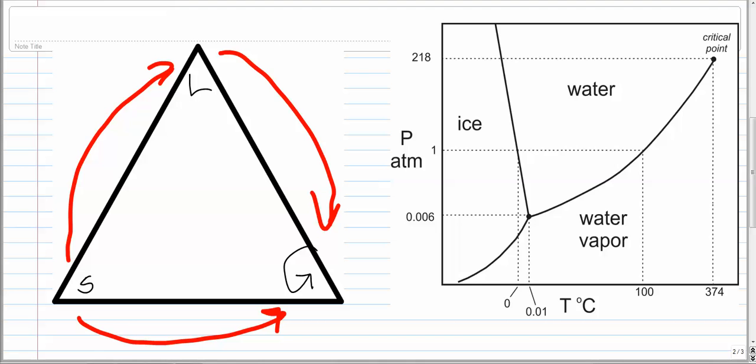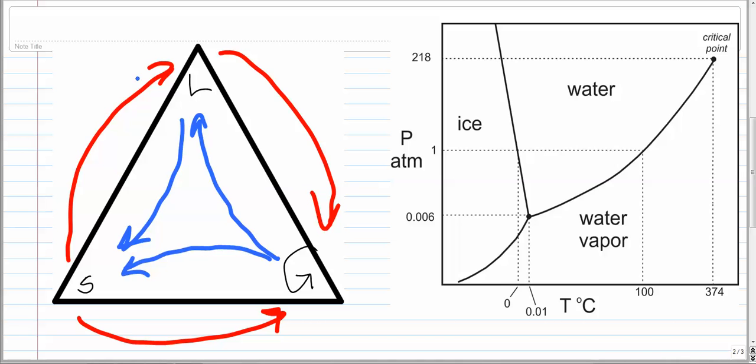Likewise, instead of adding energy, you can remove energy. So if we start with gas and you remove energy, you can get a liquid or a solid. And if you take a liquid and remove energy, you can get a solid. So all of these blue arrows are removing or releasing energy, and all of these red arrows are adding energy. Okay? Now, we did have a bunch of words for these.